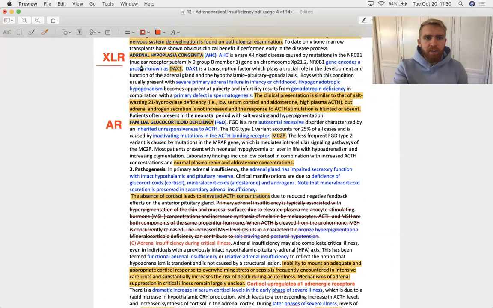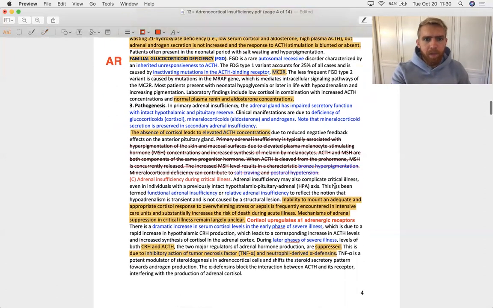Understand that this is X-linked recessive like adrenoleukodystrophy, and that it involves this DAX1 protein and the NR0B1 gene. I think that you are not going to get asked anything about this, but if you do, your memory is good enough that you will just pull this out of the back of your head without having to study it or memorize it or anything.